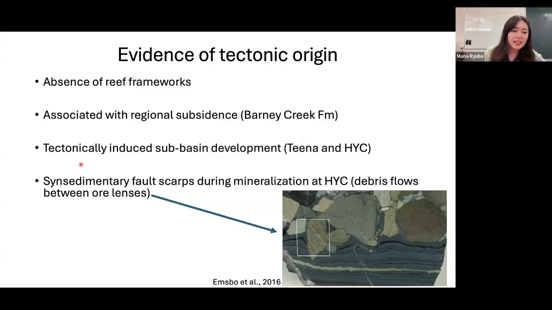And finally, we have these debris flows that occur between the ore lenses at HYC. And so this is suggesting that we have these syn-sedimentary fault scarps that are active during the mineralization.